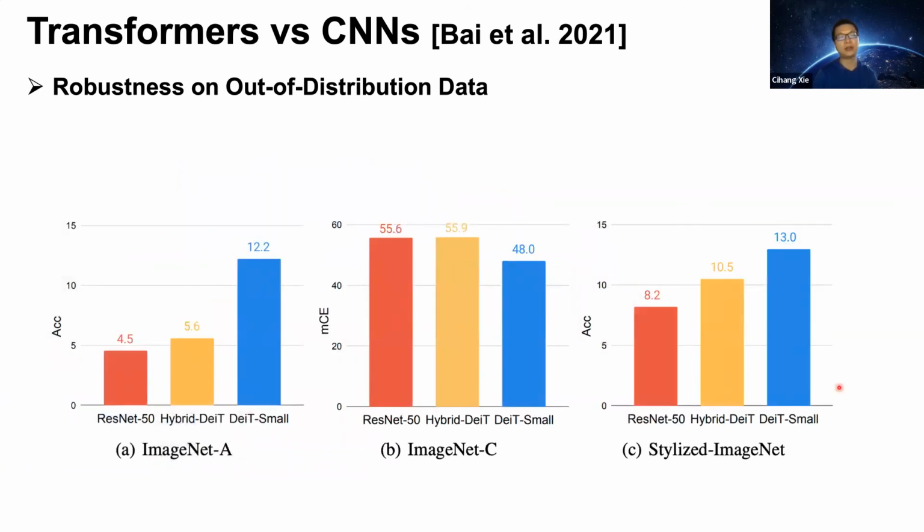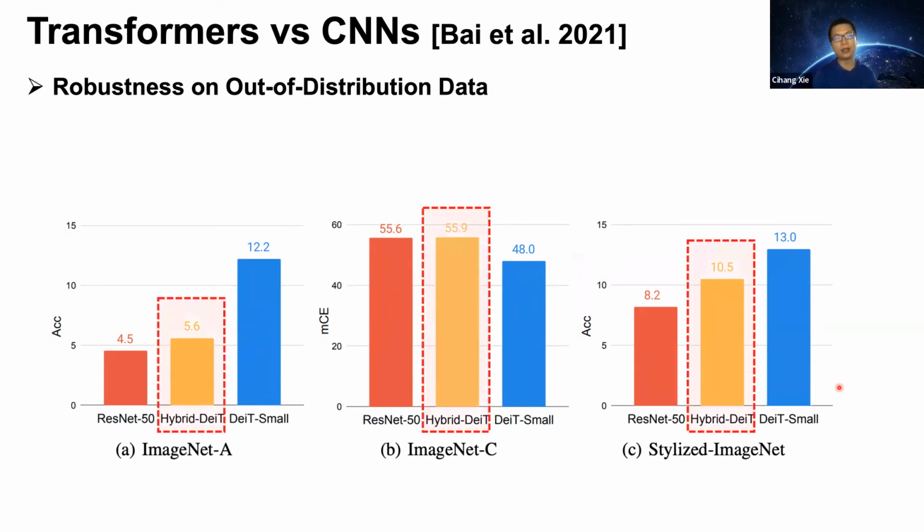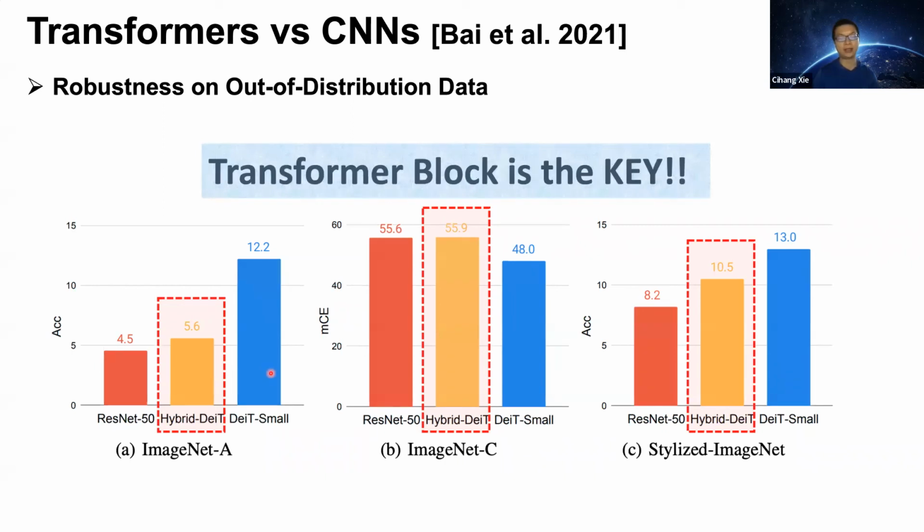So next, what we do is we get the ResNet model, we get the vision transformer model, and then create some hybrid model. That means it takes part of the ResNet and another part of the vision transformer, and then combines them together, which is shown in this yellow bar. Compared to the ResNet, you can see this yellow bar gets a better result on ImageNet-A and a better result on Stylized ImageNet, right? But compared to the pure transformer architecture, you can see the performance is still lower. So this pretty initial experiment suggests that the transformer block is the key to getting better performance on out-of-distribution robustness.